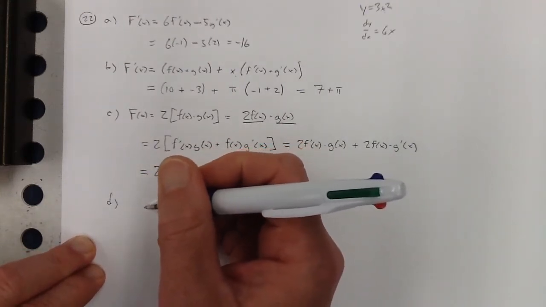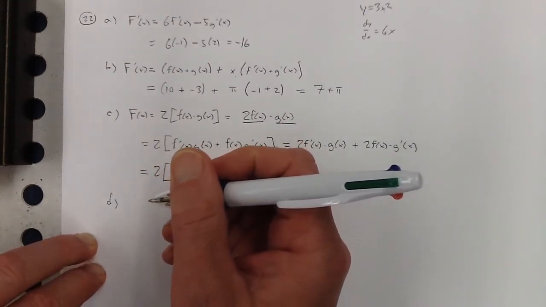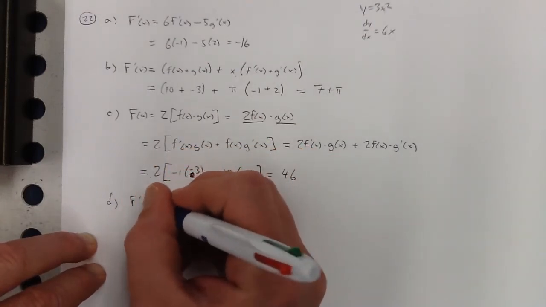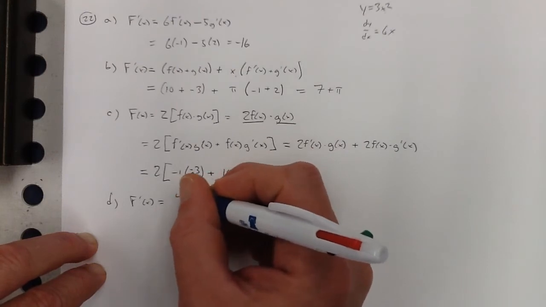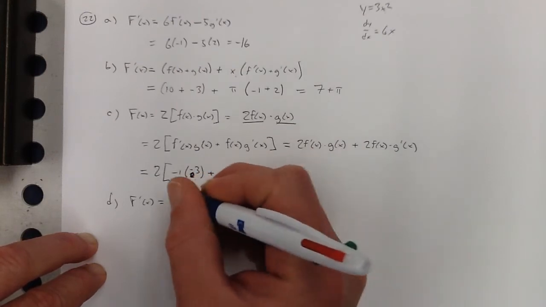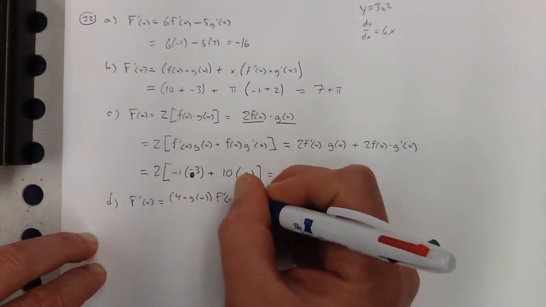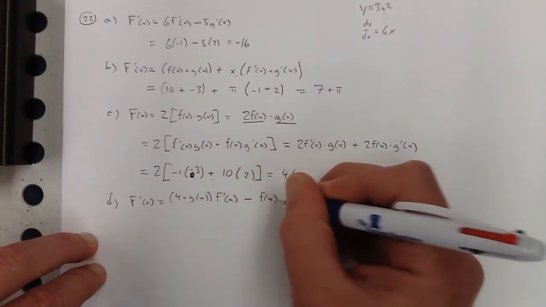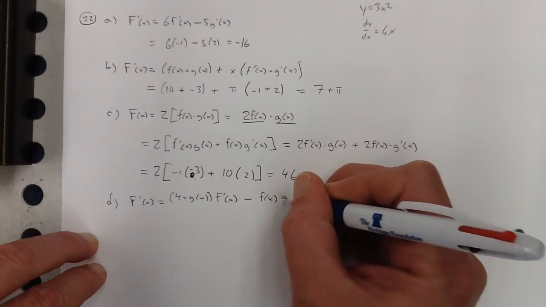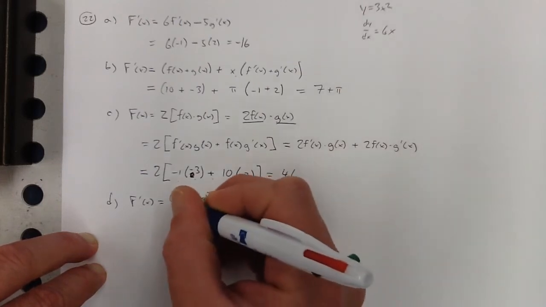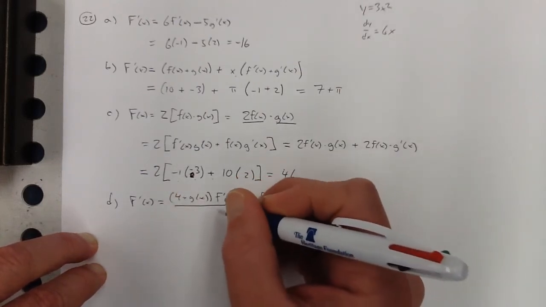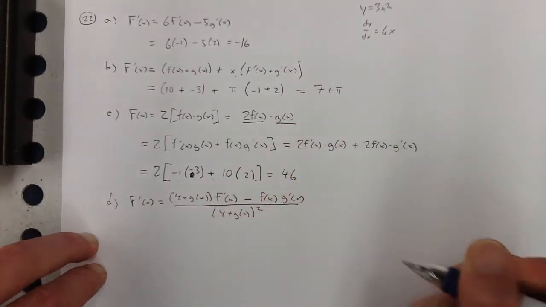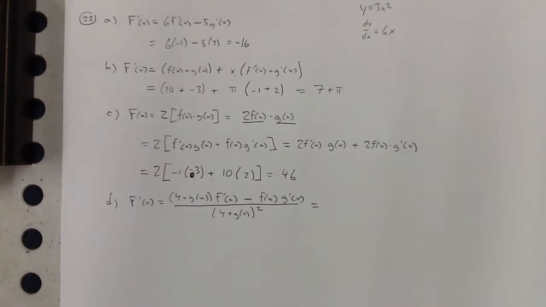So last one, I have f of x over 4 plus g of x. Just some basic quotient rule. So low d high minus high d low over low low. All right, so let's plug the pi in.